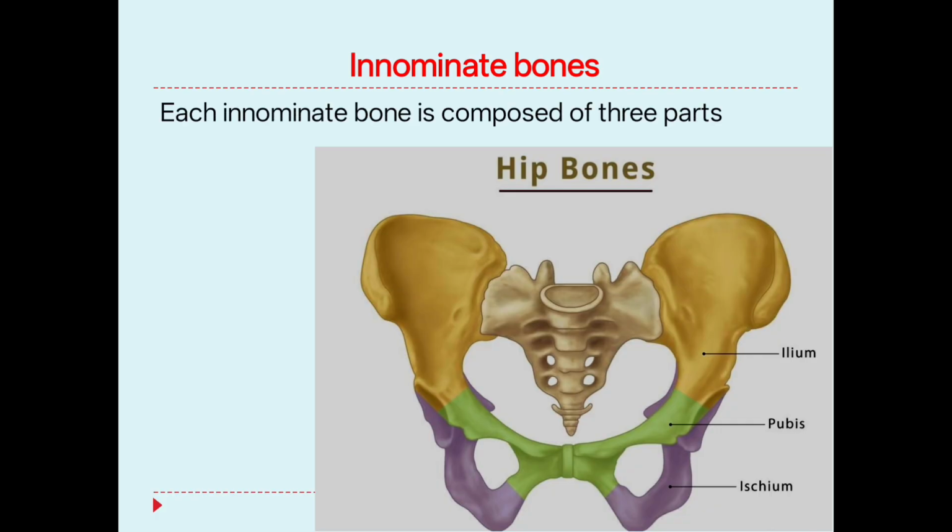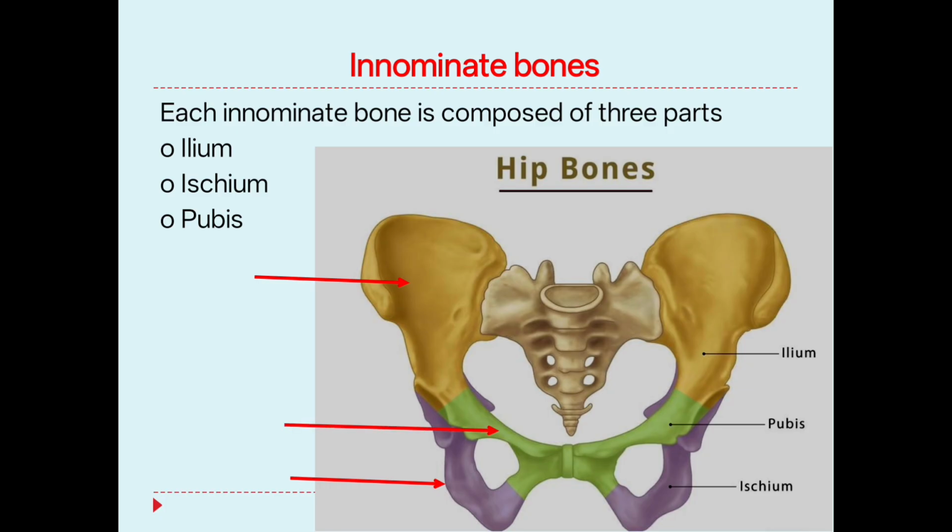Each innominate bone is composed of three parts. Already we discussed a little: ilium, ischium and pubis. The golden color part is ilium, the purple color part is ischium and the green color part is pubis. These bones got fused and became the hip bone or innominate bone or os coxae.